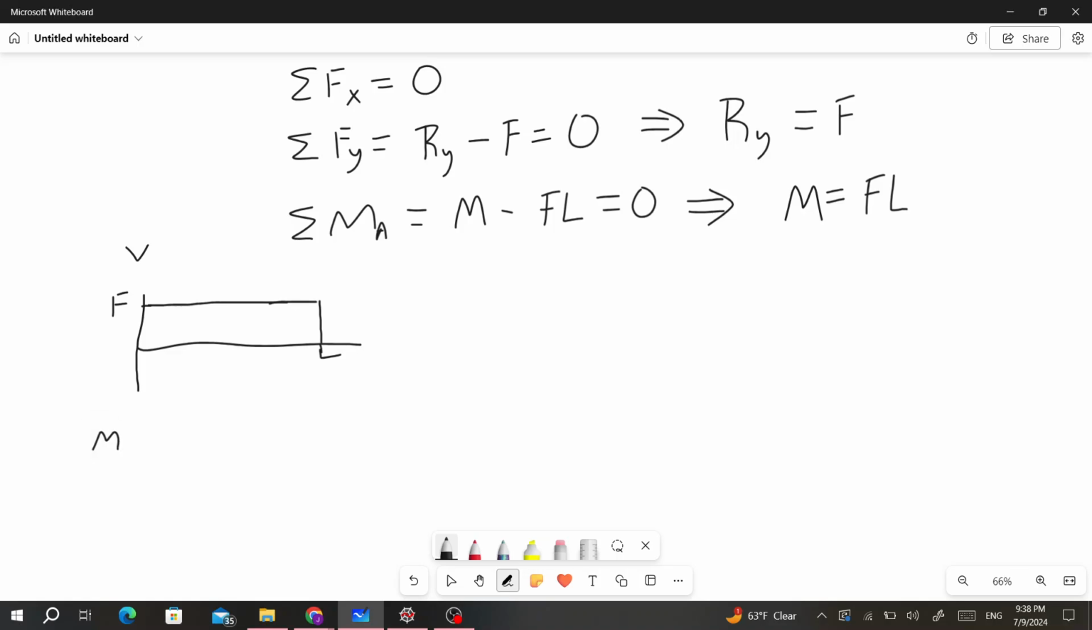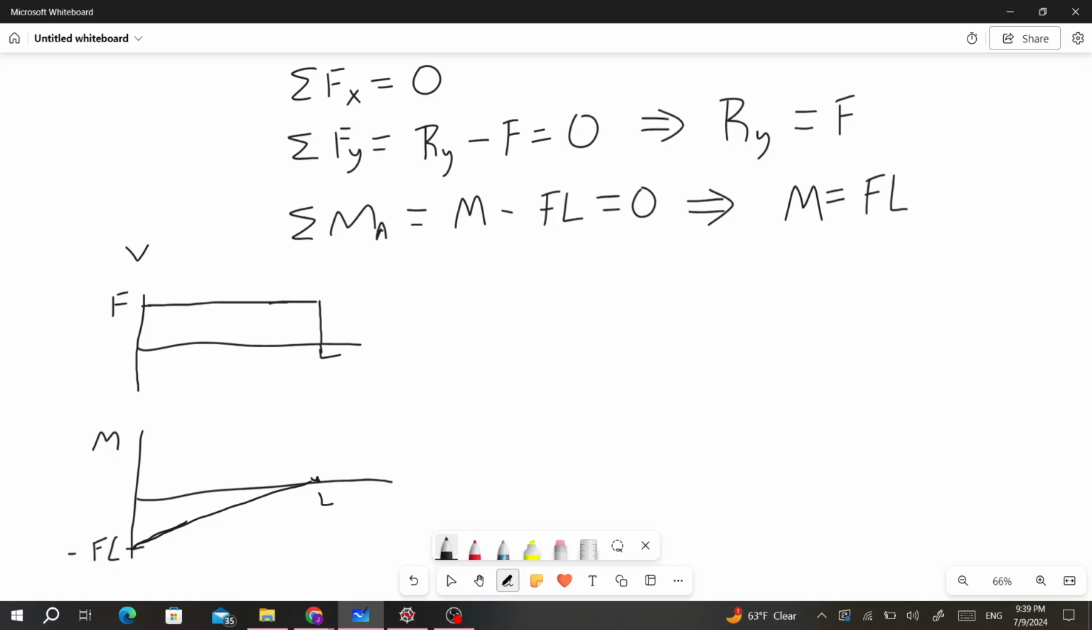Our moment diagram, our reaction moment was positive FL, so that means when we make the moment diagram, we come down to negative FL. So this is just like what we've done in statics and in different parts of this course. We know that we'll have a slope of F looking at our shear diagram, and so over the length of the beam we will come up by F times L to get back to 0 at L.